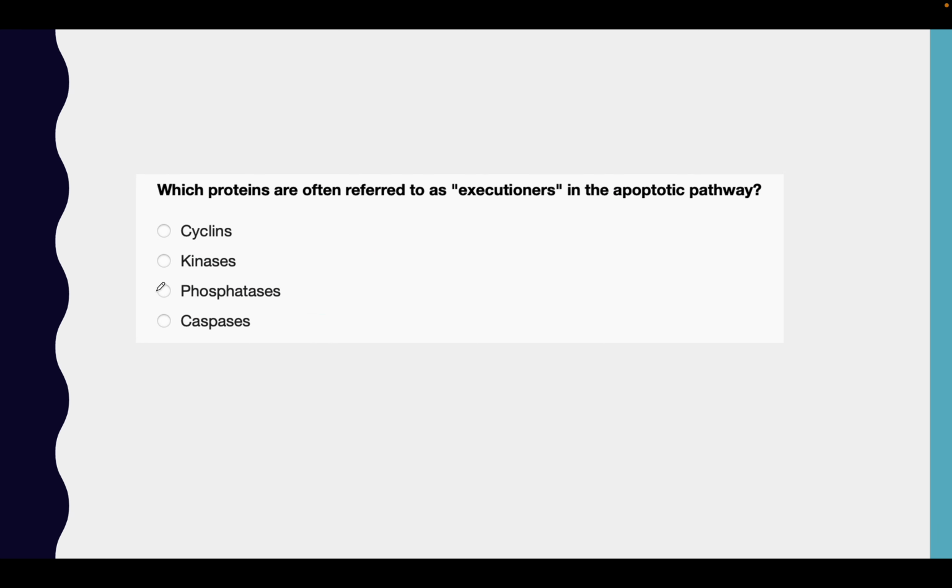Moving on to the next. Which proteins are often referred to as executioners in the apoptotic pathway?